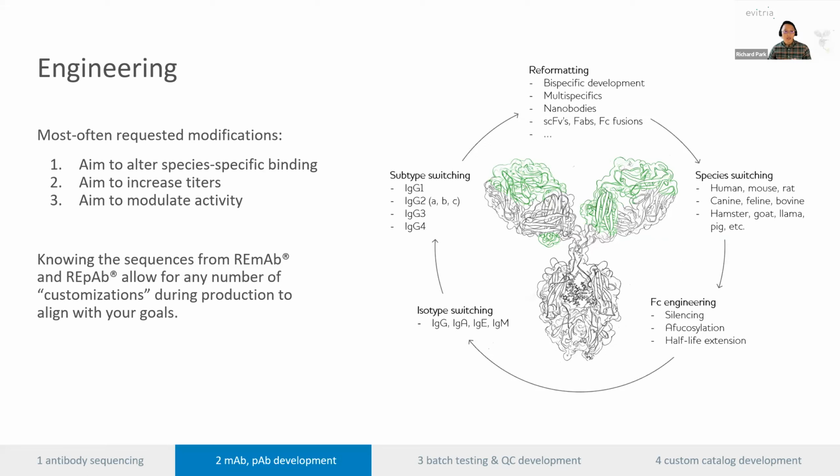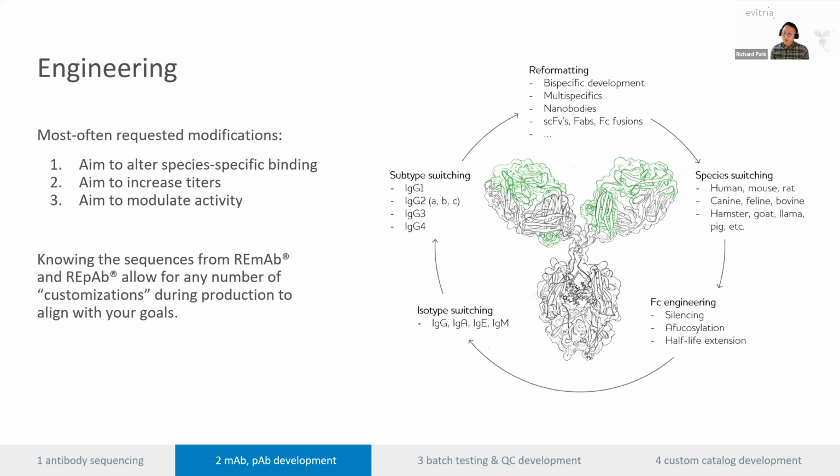Because sometimes a hybridoma might produce an antibody at very low expressions or low titers, and then the recombinant version might produce better, or vice versa. And then the third is, are there ways to modulate the activity? And so again, that goes into sometimes subtype switching or species switching, depending on whether this is a primary or a secondary antibody or a capture or detect antibody.